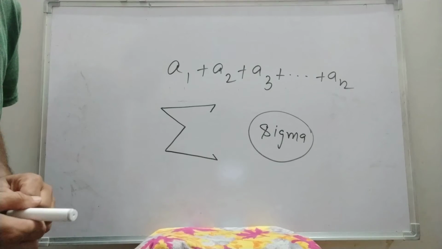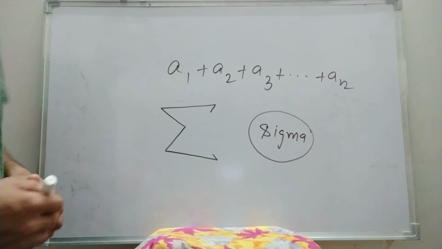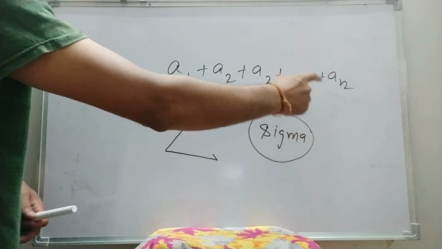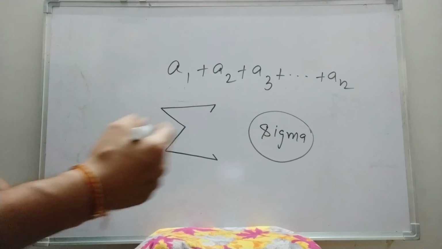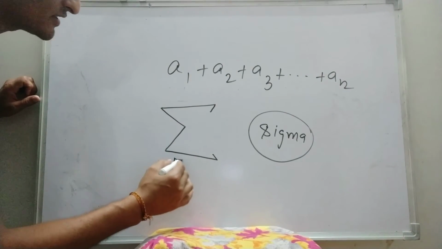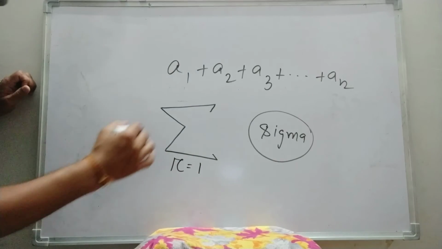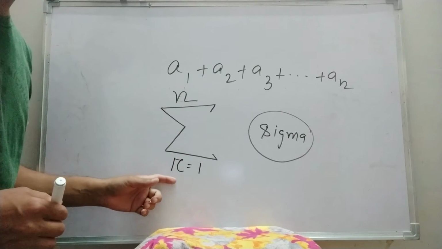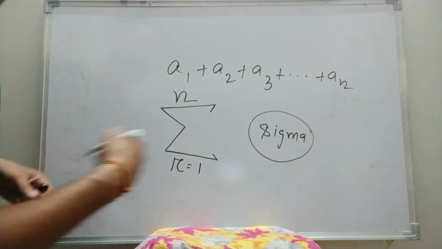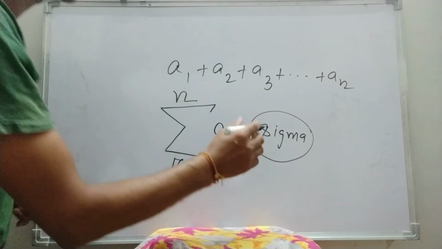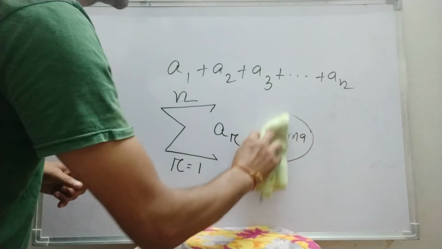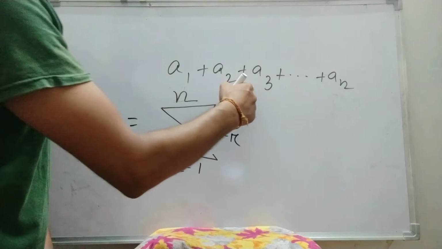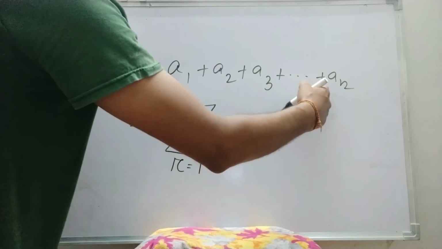The summation means the sum of all the terms of the series. Here it is A1 plus A2 plus A3 plus A4 plus A5 and so on up to AN. Then we can write this as: suppose the first term starts from 1 and goes up to N. Then we can say the summation of R from 1 to N of AR. That means the sum of this particular series can be written in this form: A1 plus A2 plus A3 plus A4 plus A5 plus A6 up to AN.